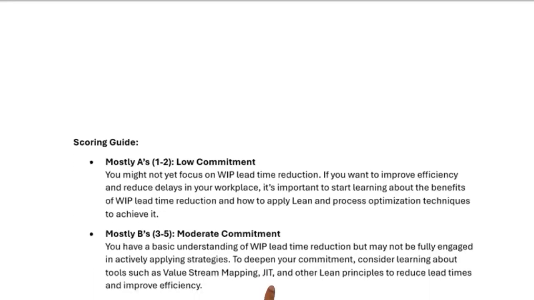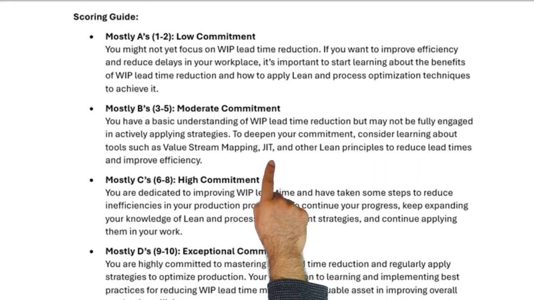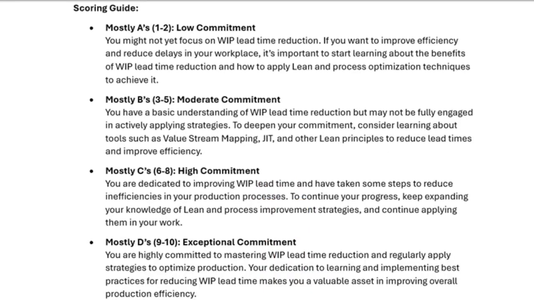Scoring guide. Mostly A's, 1 to 2, low commitment. You might not yet focus on WIP lead time reduction. If you want to improve efficiency and reduce delays in your workplace, it's important to start learning about the benefits. Mostly B's, 3 to 5, moderate commitment. You have a basic understanding of WIP lead time reduction but may not be fully engaged in actively applying strategies.